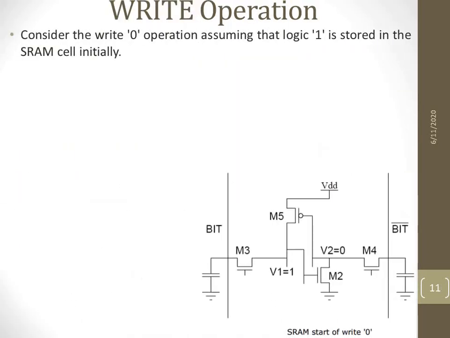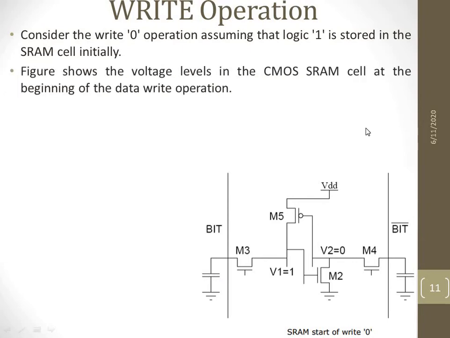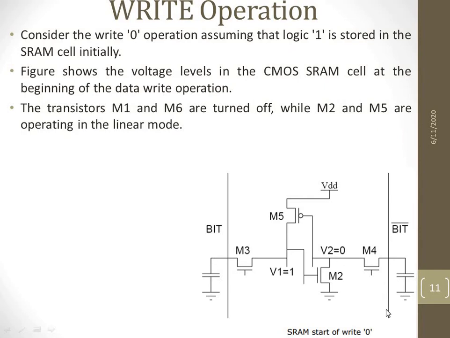Now moving on to the write operation. The same circuitry, now we are writing into this. For writing this, again we need to raise the word line and we need to raise the bit line. At the beginning of the write operation, what are the voltage levels? Here the voltage level V1 is 0, and at this point the voltage level V2 is 0.